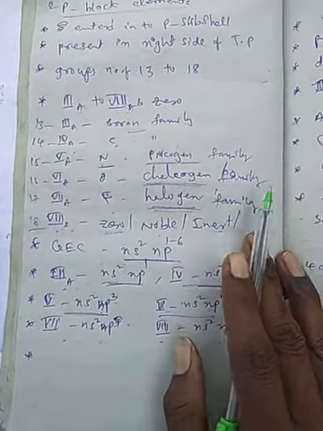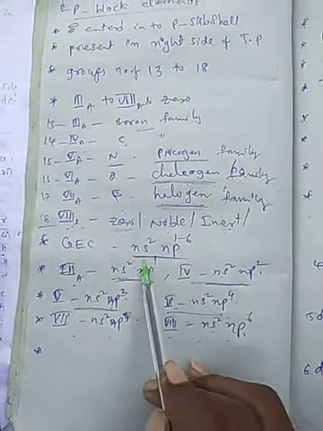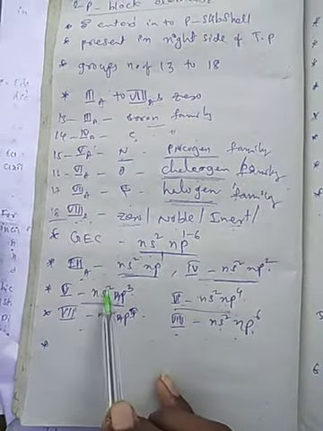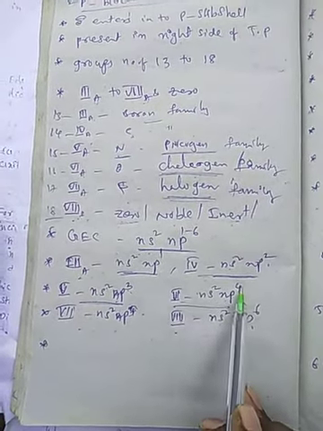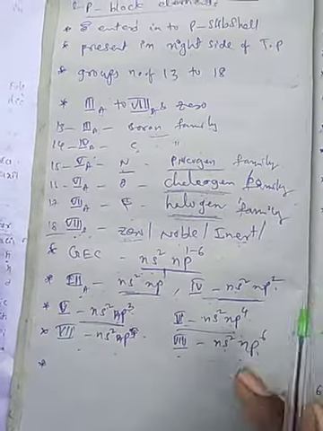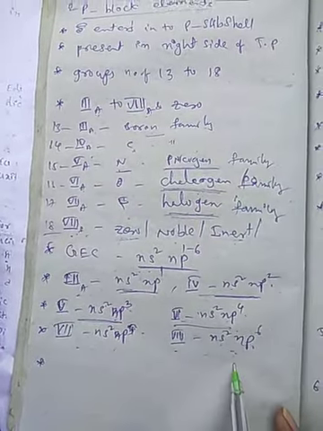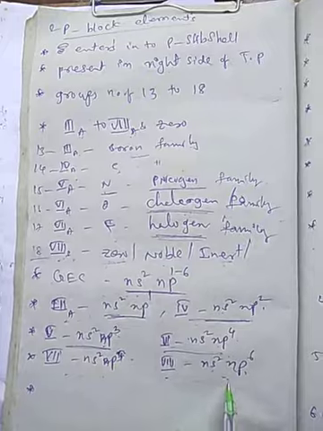Now the valency is equal to 3, 4, 5, 6, 7. Then it is 0 because of the completely filled electronic configuration. We should not call it 8, it is 0.